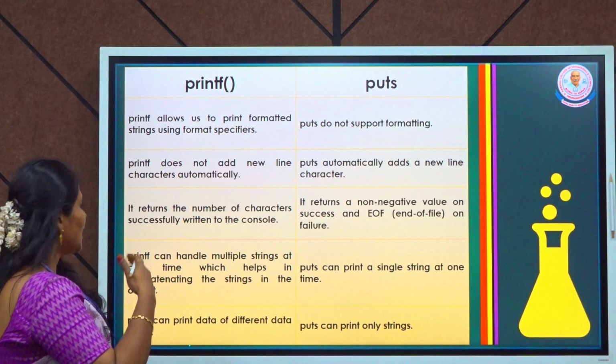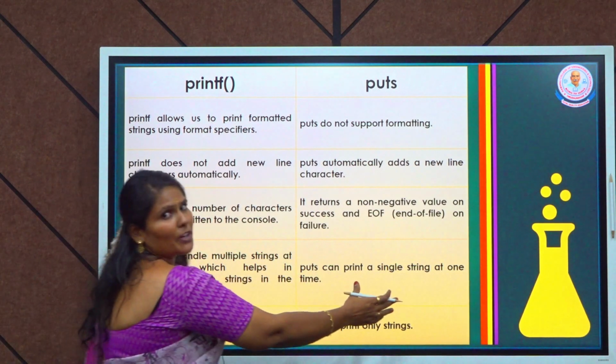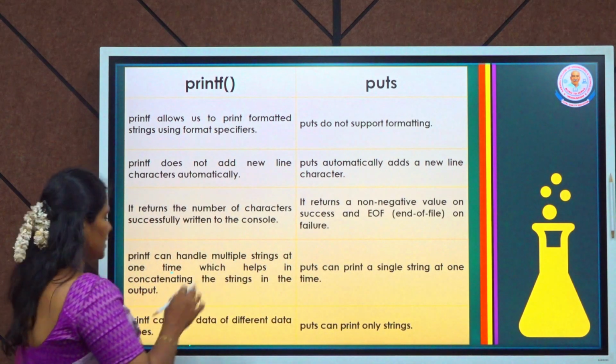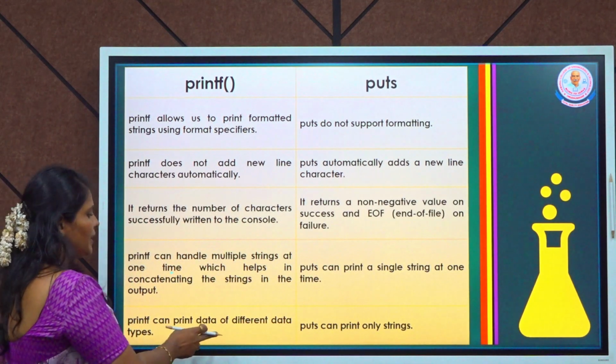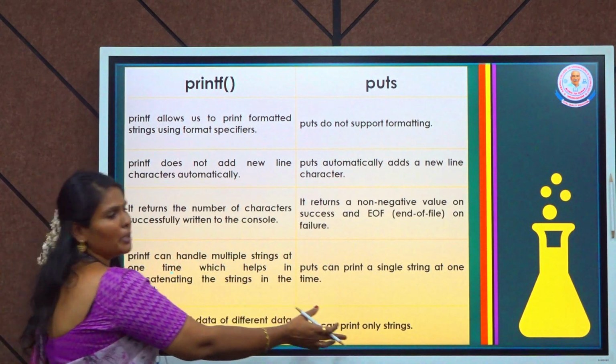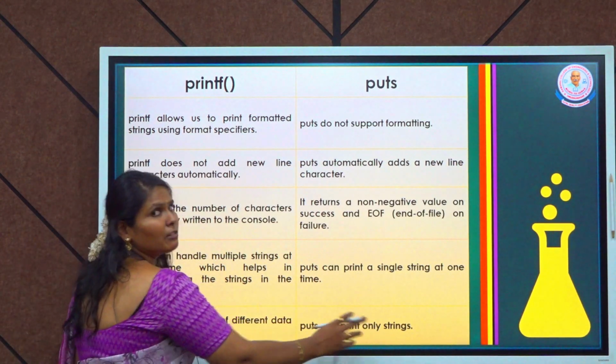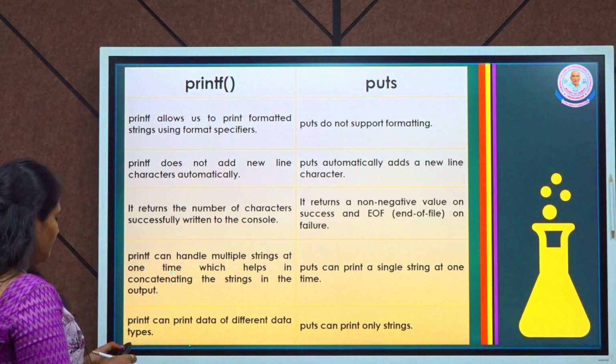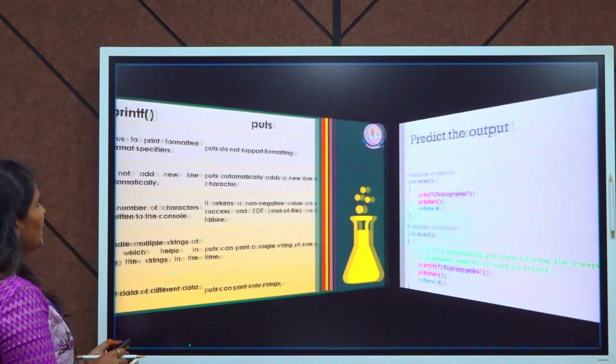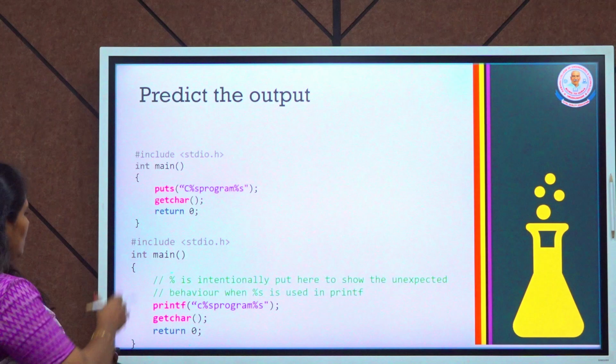printf can handle multiple strings at one time, but the puts function will handle only a single string at a time. printf can print data of different data types, but puts will print only strings. That is the difference between printf and puts.